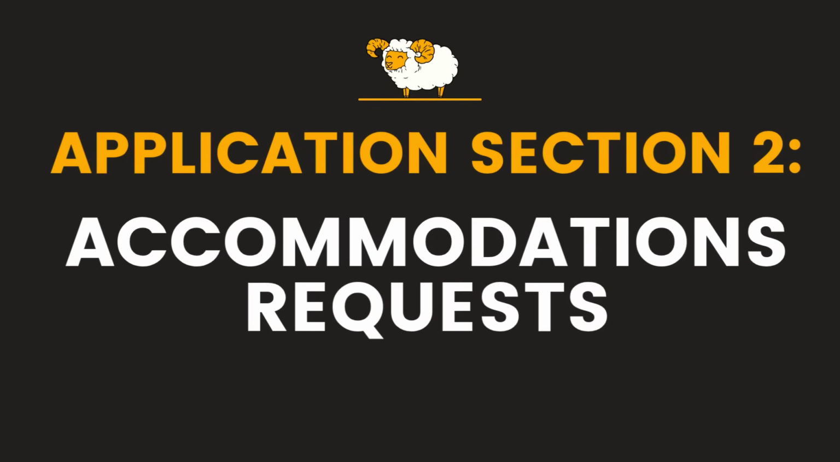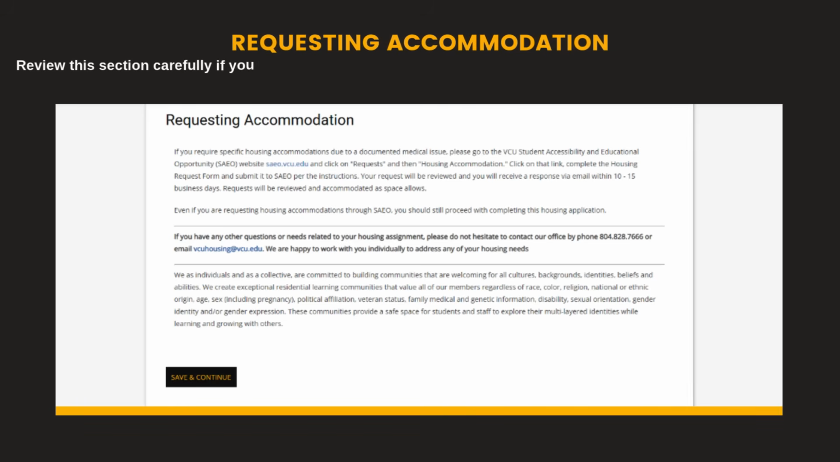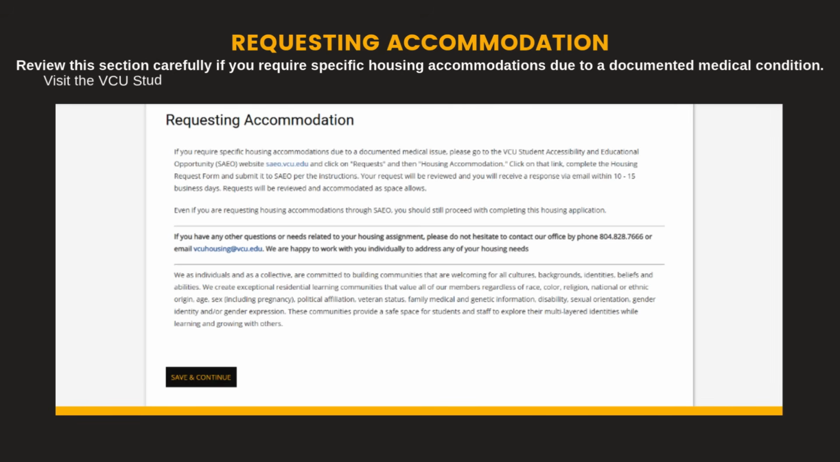Application Section 2, Accommodations Requests. Review this section carefully. If you require specific housing accommodations due to a documented medical condition, visit the Student Accessibility and Educational Opportunity SAEO website at saeo.vcu.edu for more information.